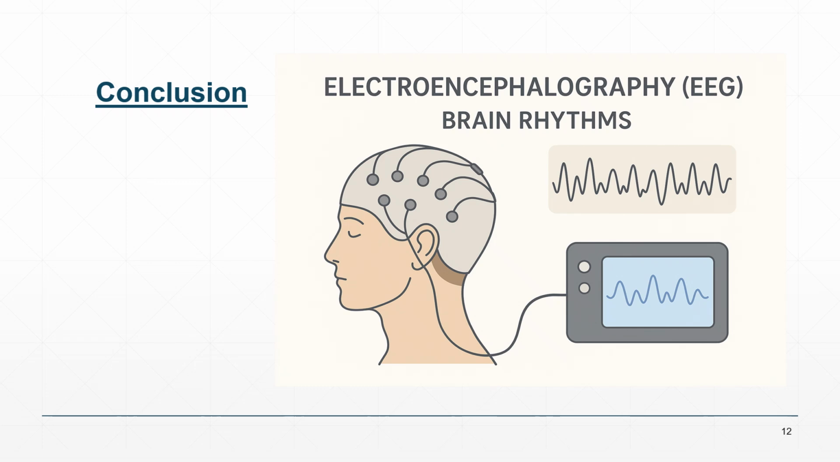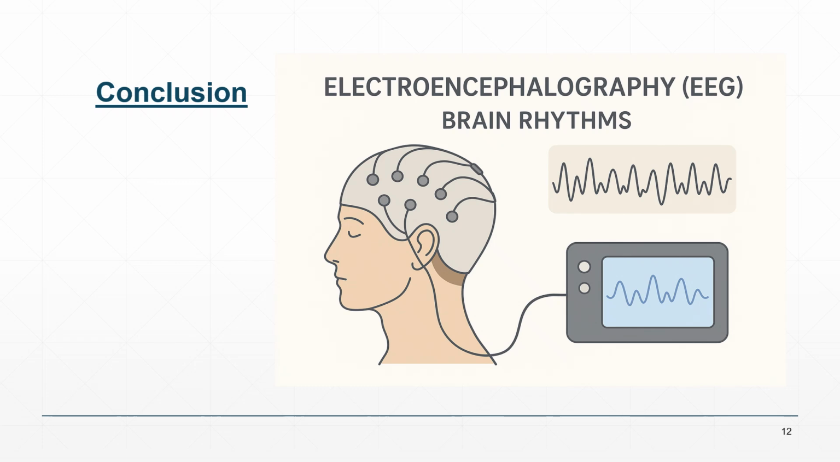Electroencephalography, EEG, is a powerful, non-invasive tool that allows us to observe the brain's electrical rhythms in real time. From the irregular, developing waveforms of infancy to the more stable patterns of adulthood, EEG reflects the brain's growth, state of alertness, and even abnormal activities such as seizures.